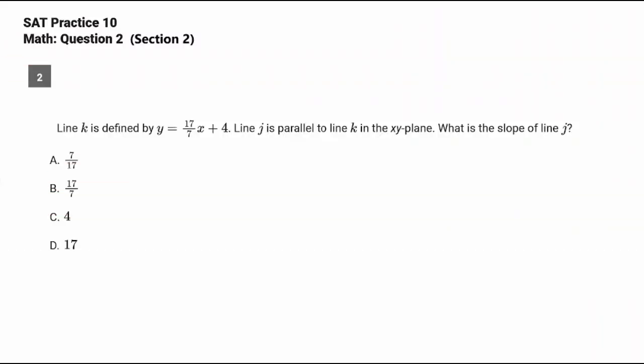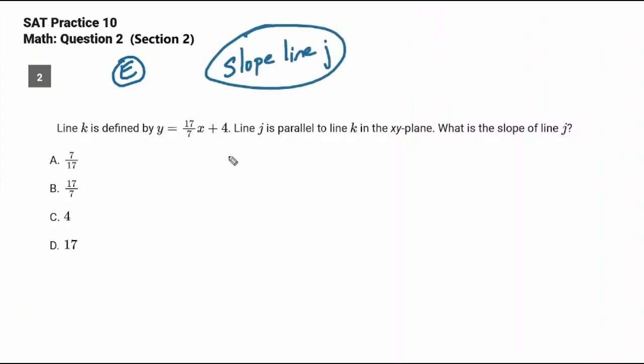We're on SAT Practice Test 10, Math Section 2, Question 2. What's the level of difficulty here? It's very easy. Remember that the first two questions on Section 2 are going to be so easy that you're going to think you bombed Section 1 and got the easy Section 2. Line K is defined by y equals 17 over 7x plus 4. Line J is parallel to line K in the xy plane. What's the slope of line J? So let's write down what we want. You don't even have to do this, but I want to write down the equation.